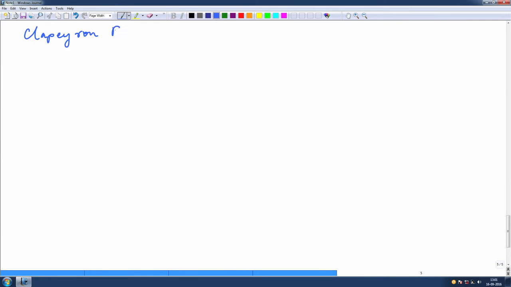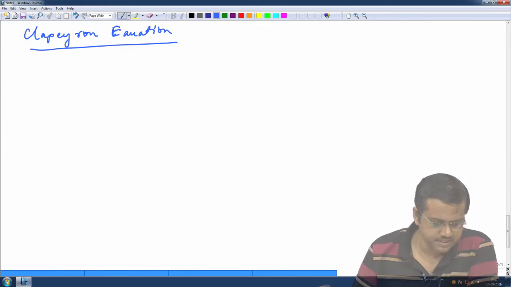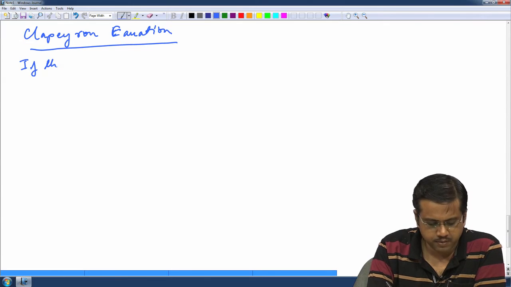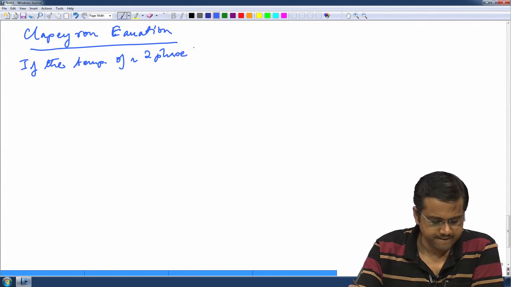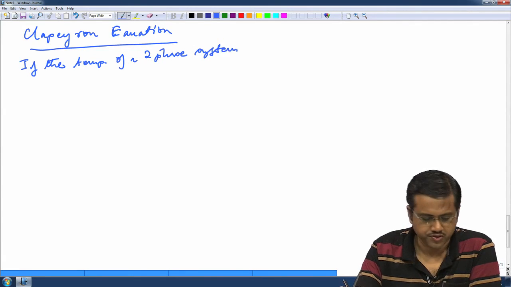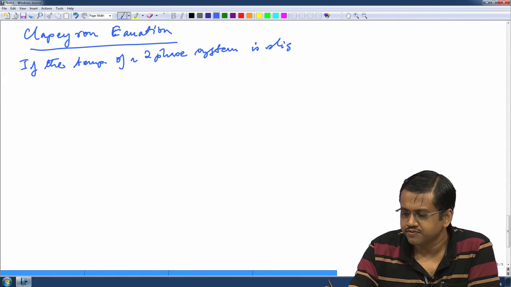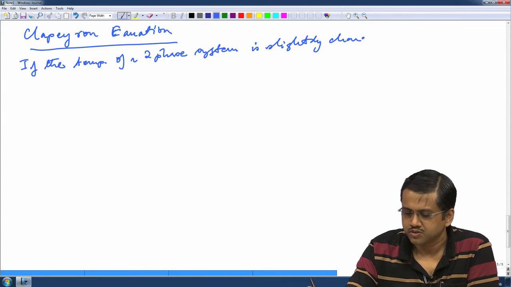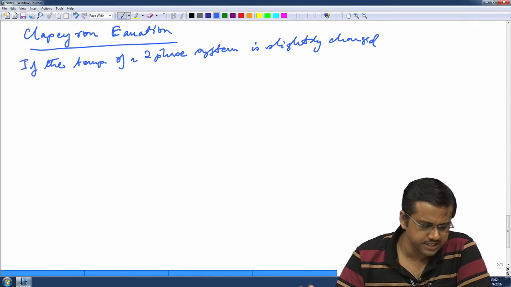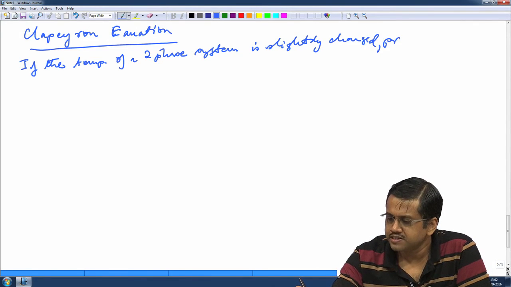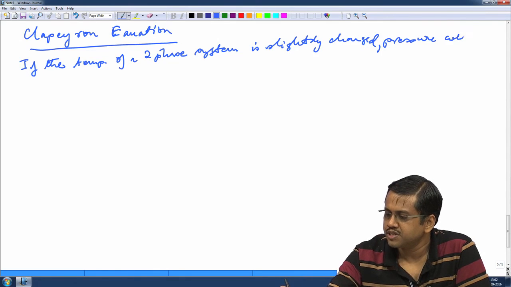This is called the Clapeyron equation. We will find the utility of these equations when we go to droplets and other types of phenomena. Now, in the Clapeyron equation, let us put the statement: if the temperature of a two phase system is slightly changed, that means the system was in equilibrium and the temperature is slightly changed, the pressure will obviously be affected.